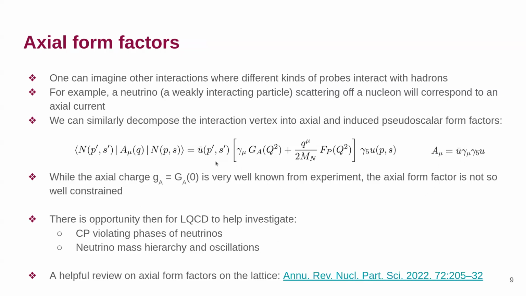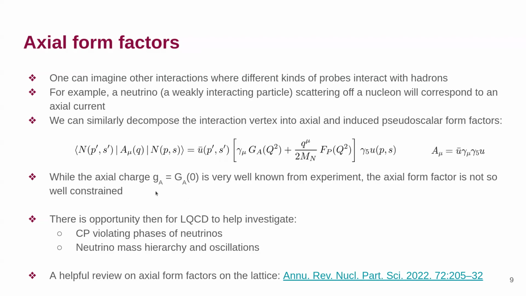And so we can parameterize the corresponding interaction vertex in terms of some different form factors, in this case, the axial form factor GA and the induced pseudoscalar form factor FP. And so then, we could go and study these in much the same way as we would for, say, the Sachs form factors.